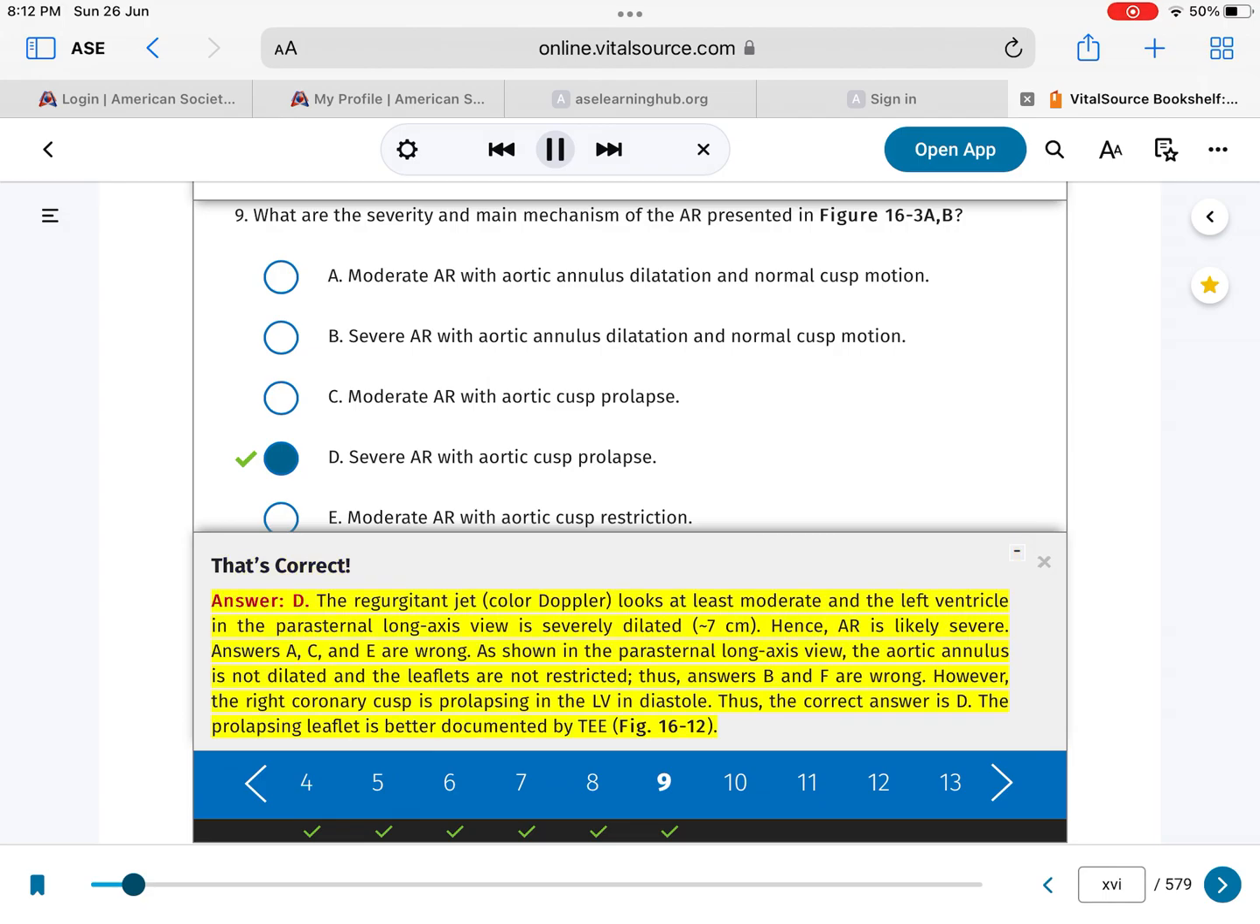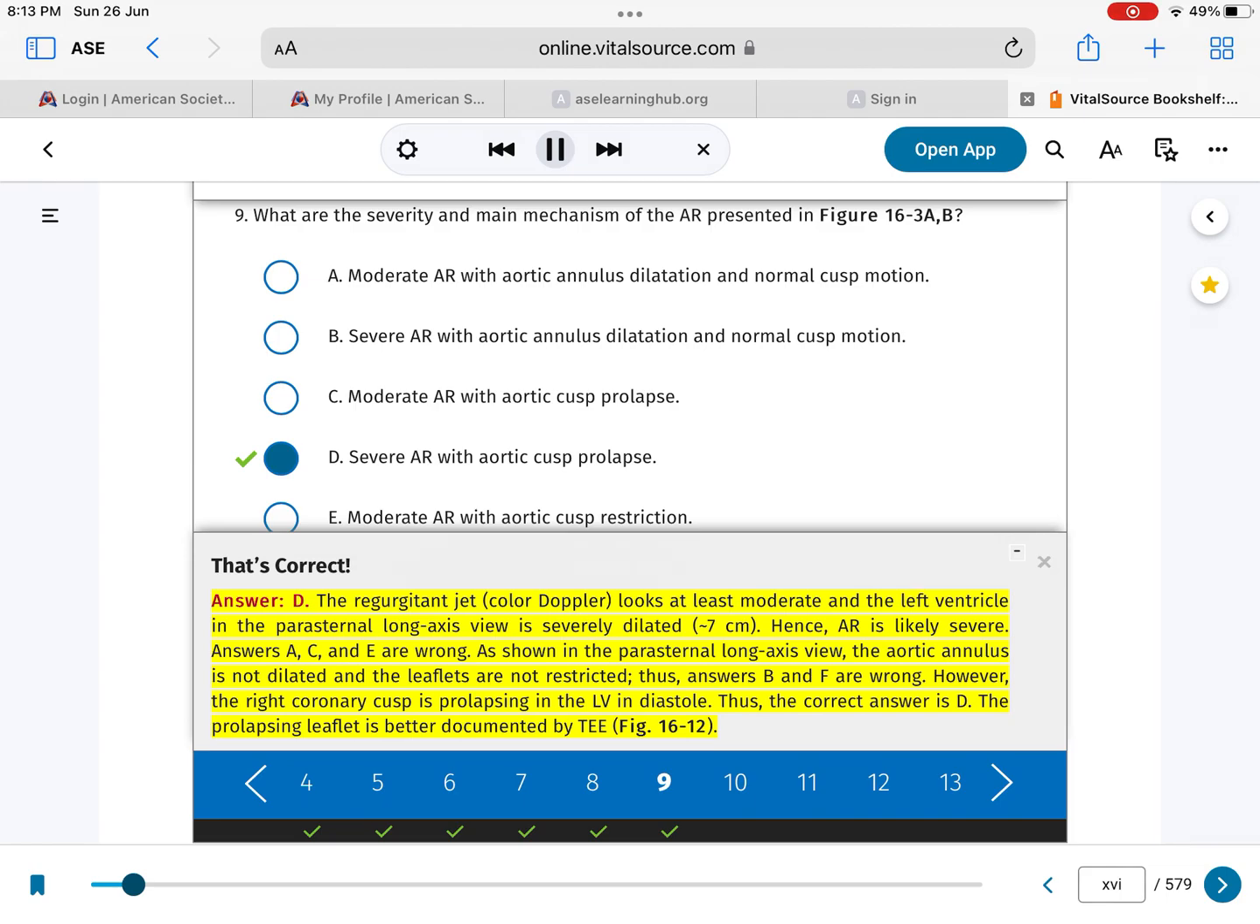Answer D. The regurgitant jet by color Doppler looks at least moderate, and the left ventricle in the parasternal long axis view is severely dilated, 7 cm. Hence, AR is likely severe. Answers A, C, and E are wrong. As shown in the parasternal long axis view, the aortic annulus is not dilated and the leaflets are not restricted. Thus, answers B and F are wrong.